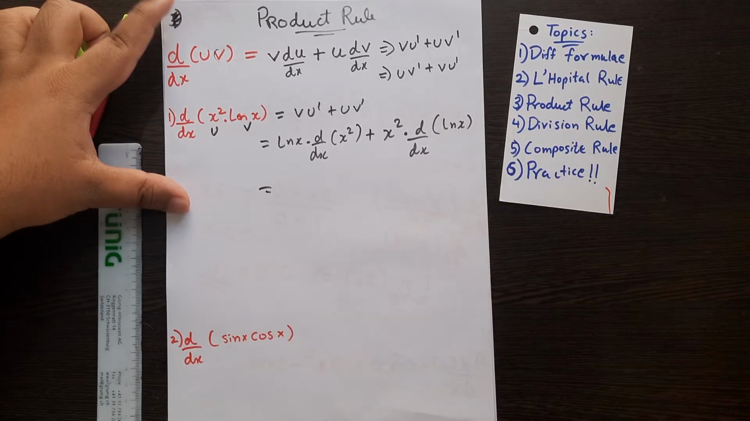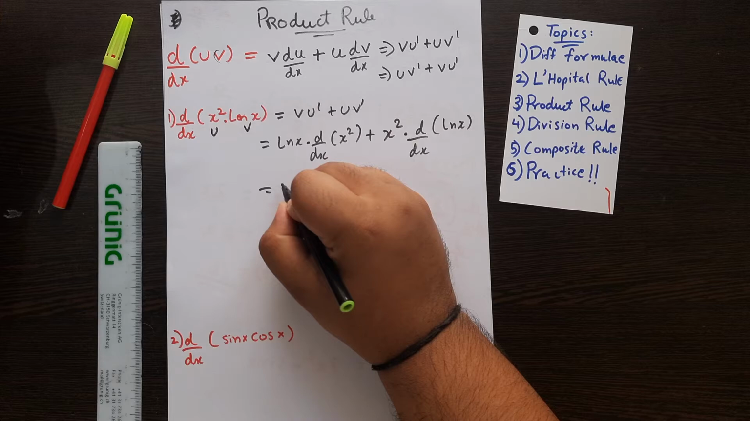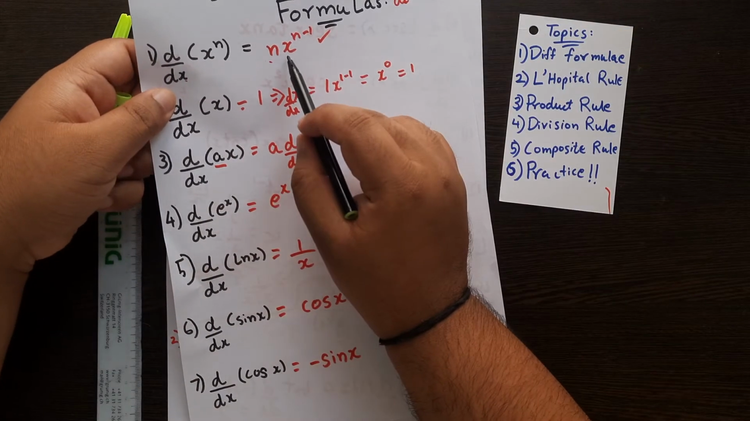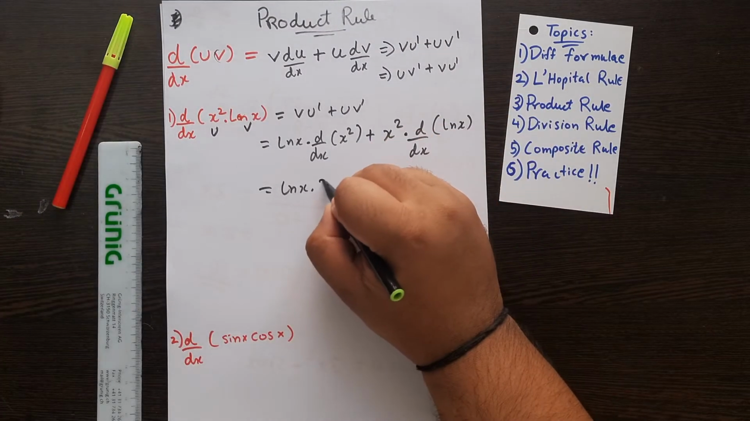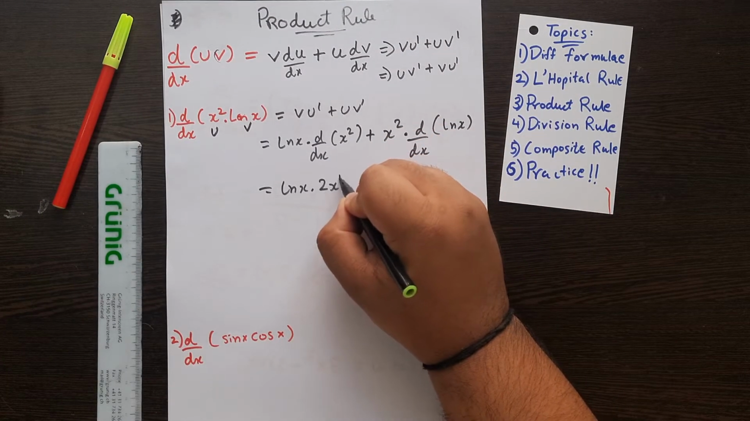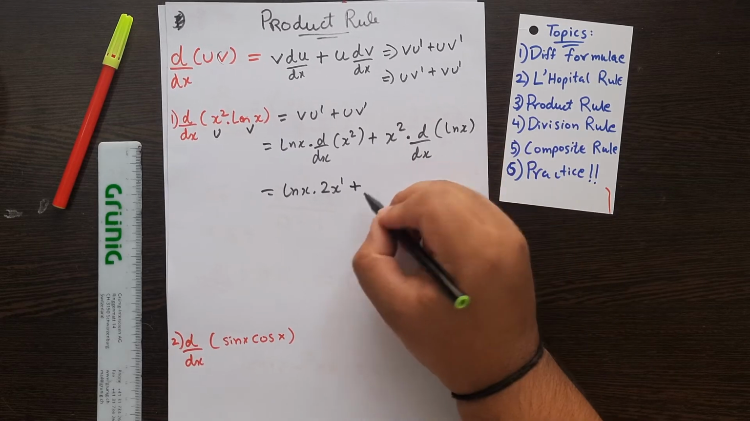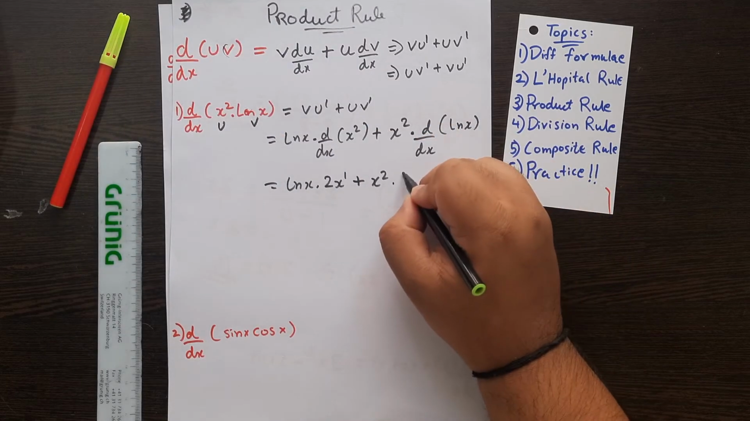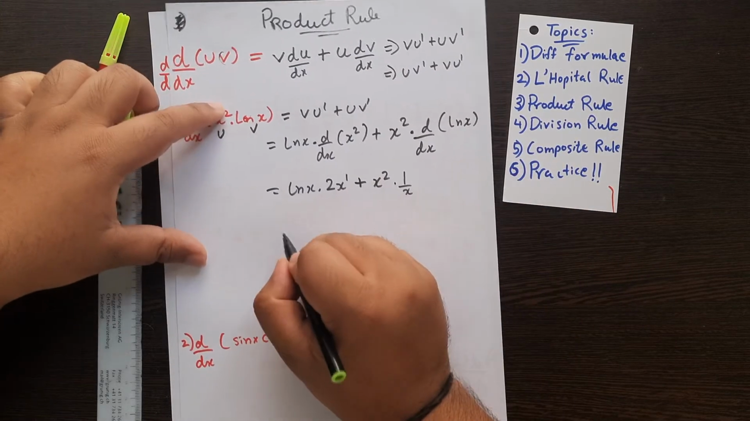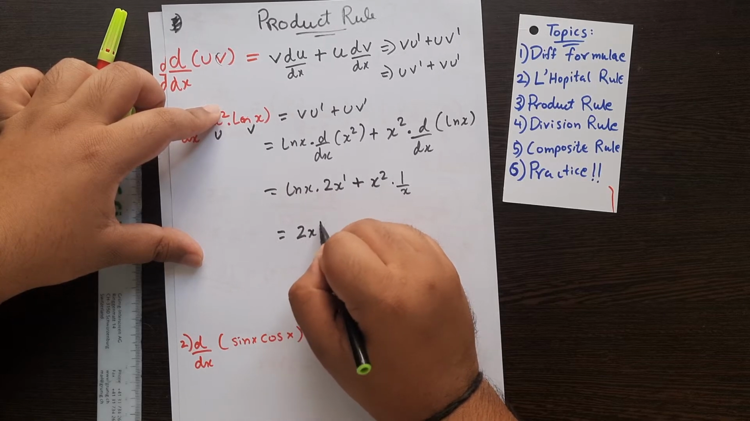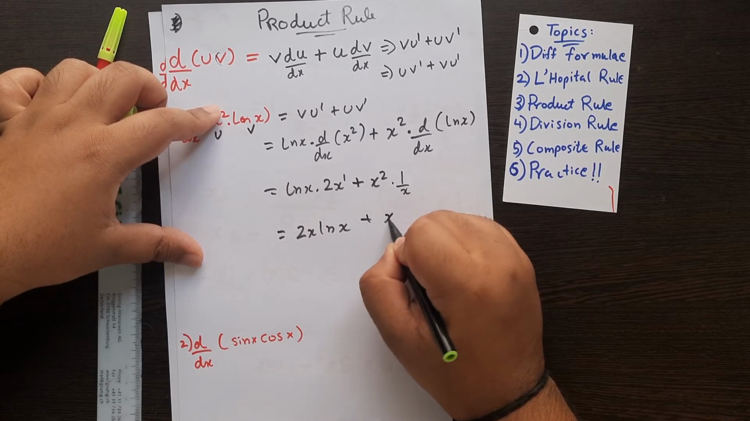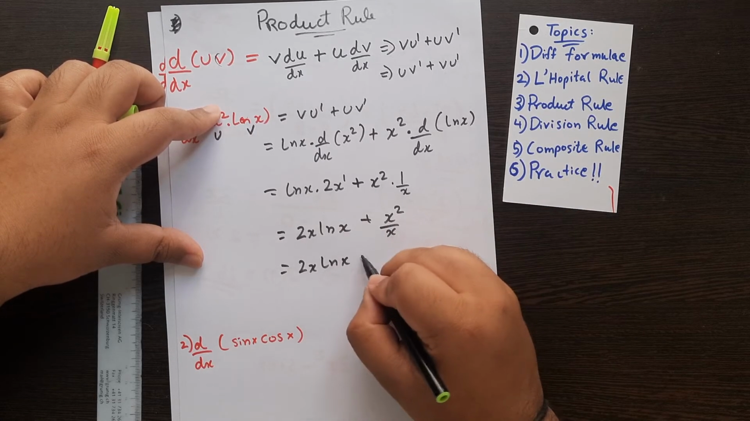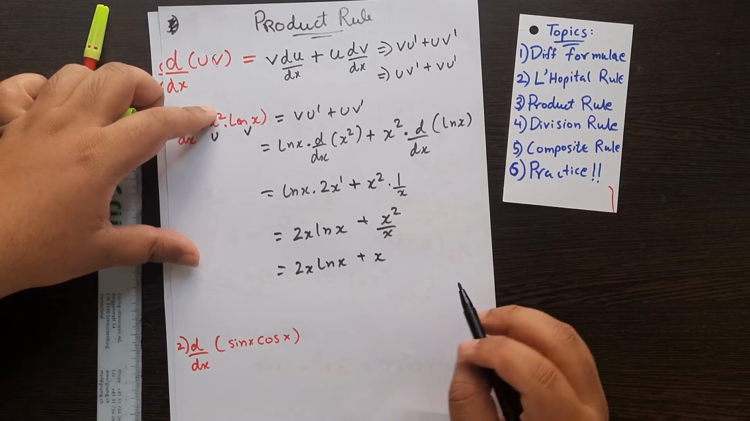Okay, so now if you remember from my previous video, ln x will just stay the same. What is the d by dx of x square? We know that it's n x to the power n minus 1. So what would that be? 2x to the power 2 minus 1, which is 1. Alright, plus x square remains the same. What is the differential of ln x? From my previous video, you know it's 1 by x. So 1 by x. So what will this be equal to? This will be equal to 2x ln x plus x square by x. We can simplify this as 2x ln x plus x, because one x will get cancelled out.